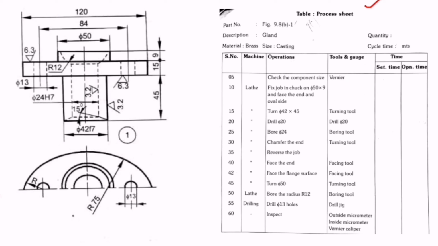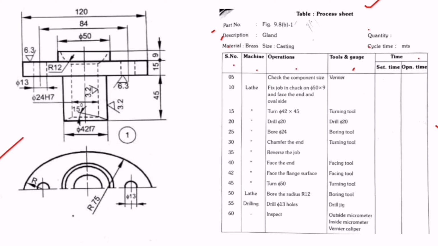How to draw the process sheet: first of all we should draw the skeleton of the process sheet. The skeleton consists of important information about the table, like part number, description, material, quantity, cycle time. And also in the table the columns are serial number, machine, operations, tools and gauge, and time. These are the columns used in the table of the process sheet.